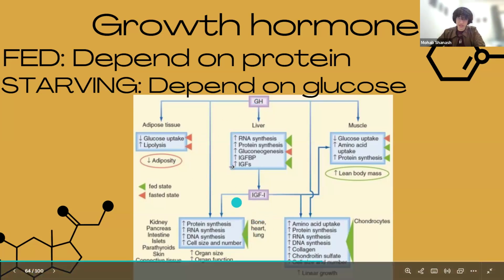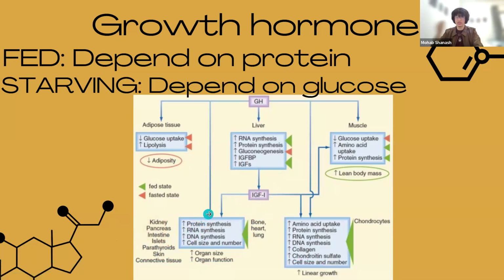Now, here's where overlap is. You have insulin growth factor, and you have increased cell size and number in connective tissue. Now, this is where it overlaps with prolactin. No, wait, I apologize. Forget what I just said. I had a brain fart.